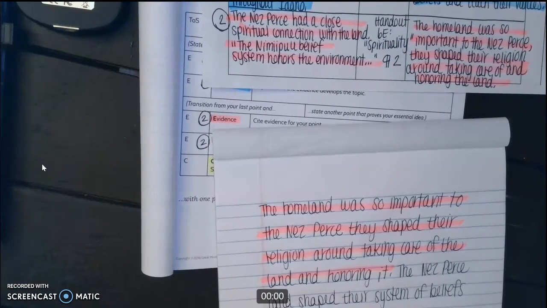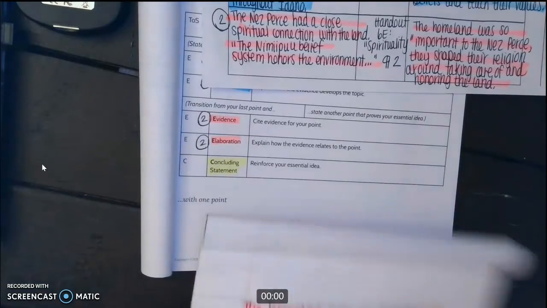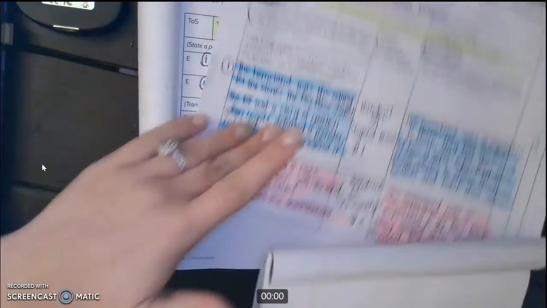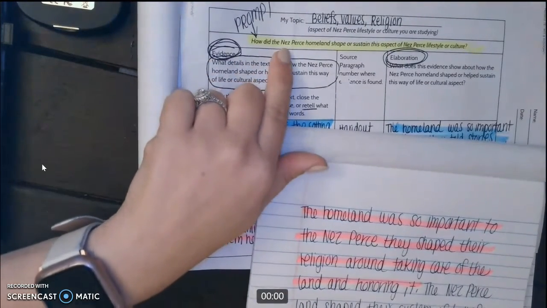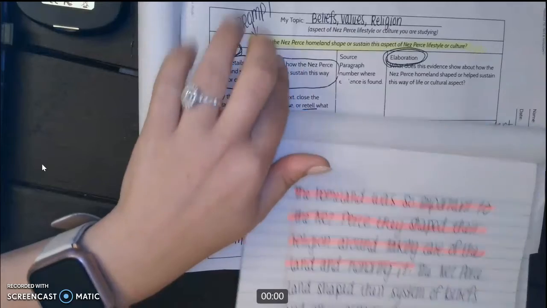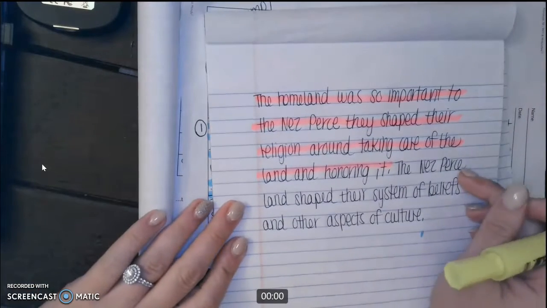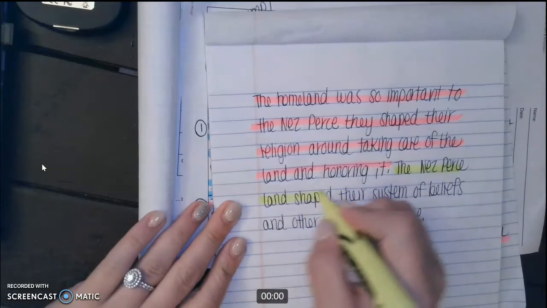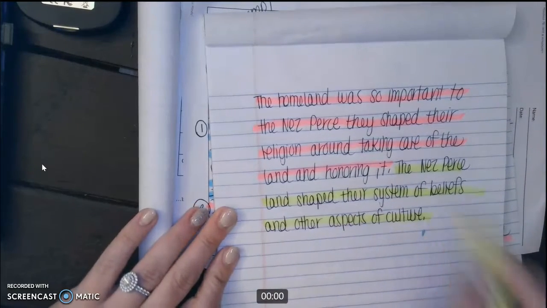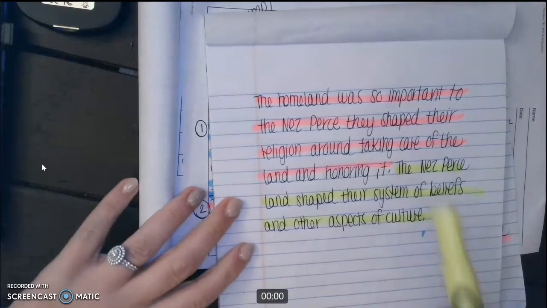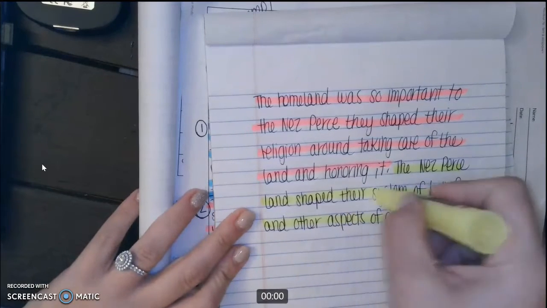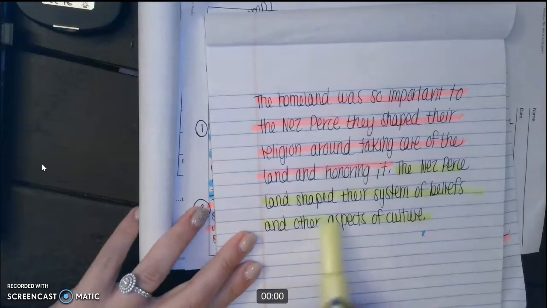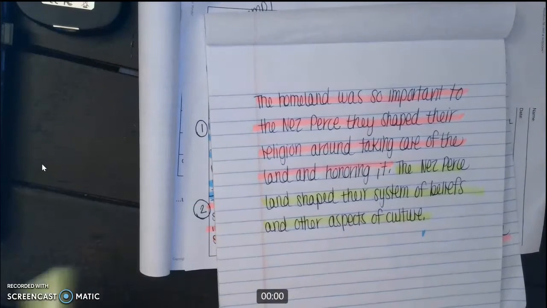Now we have to wrap up our essay. We wrap up our essay with a concluding statement by reinforcing our essential idea. We remember that we used or restated the question in our answer, or in our topic statement. So it is just another way we are saying our main idea. The Nez Perce land shaped their system of beliefs and other aspects of culture. So yours might say the Nez Perce land shaped their blank, their food and drink, their clothing, their shelter, and other aspects of culture. So take a second and wrap it up.